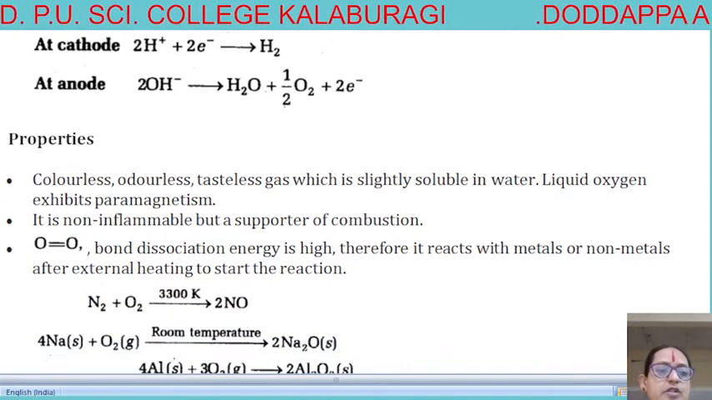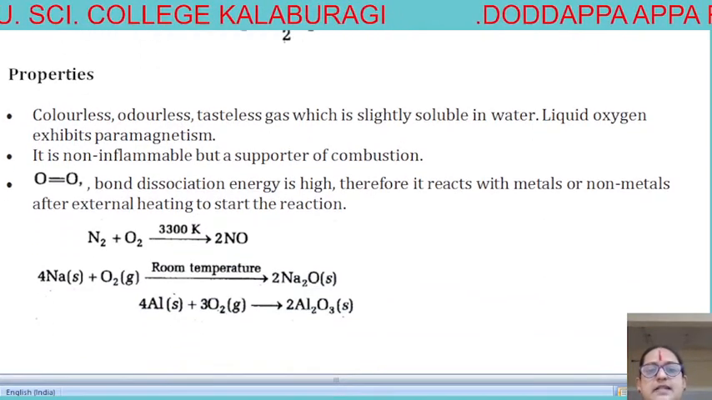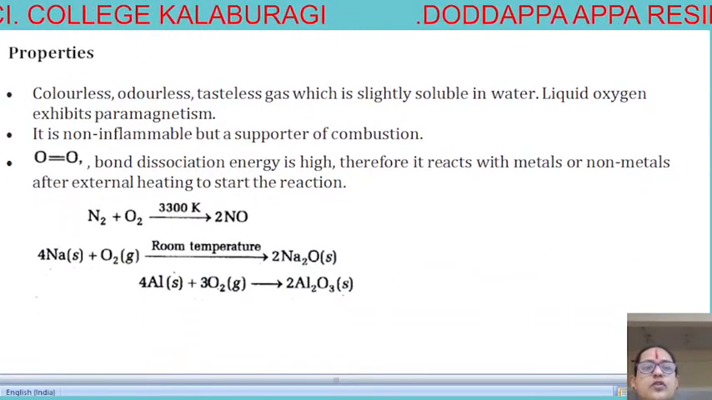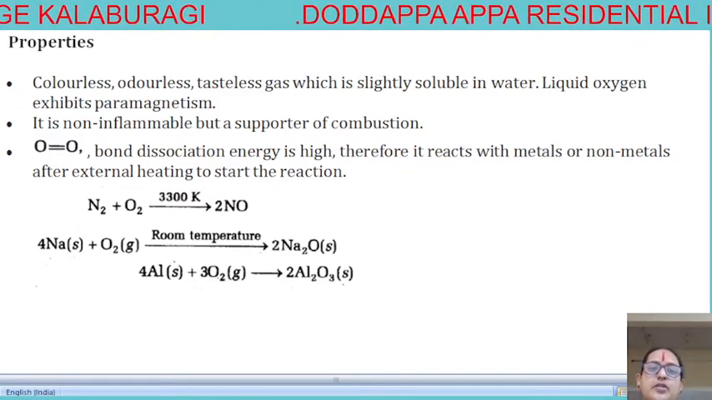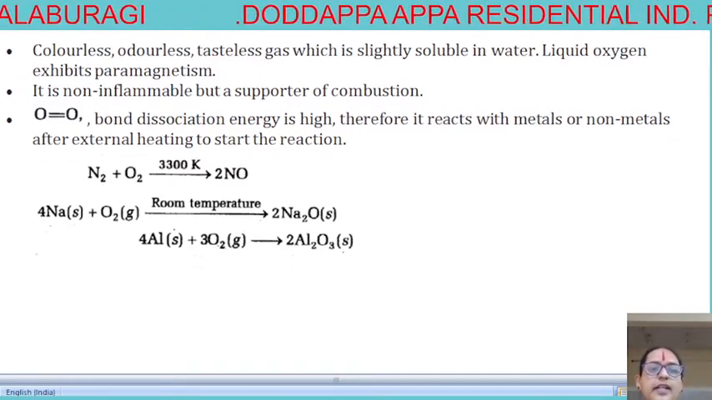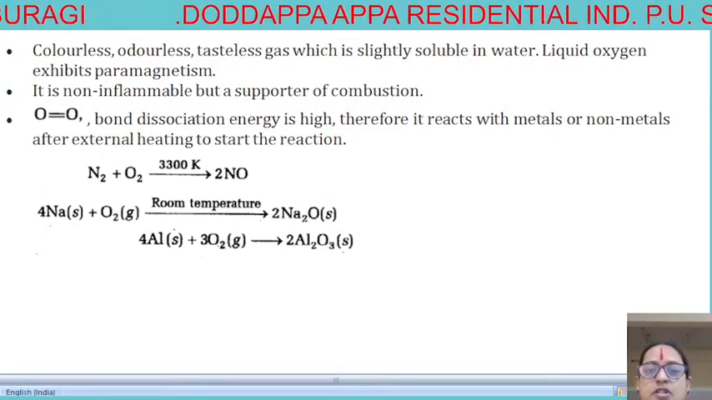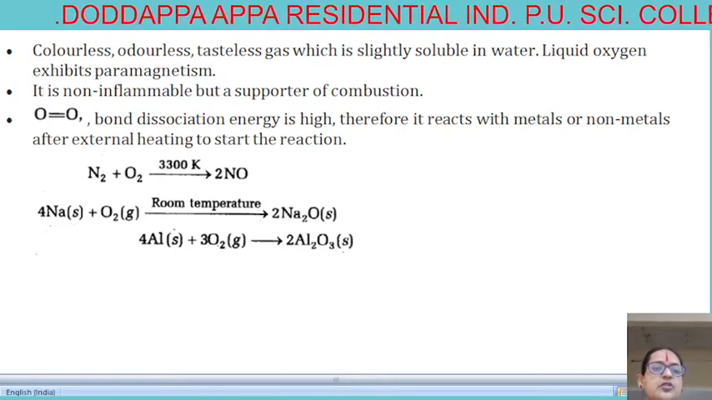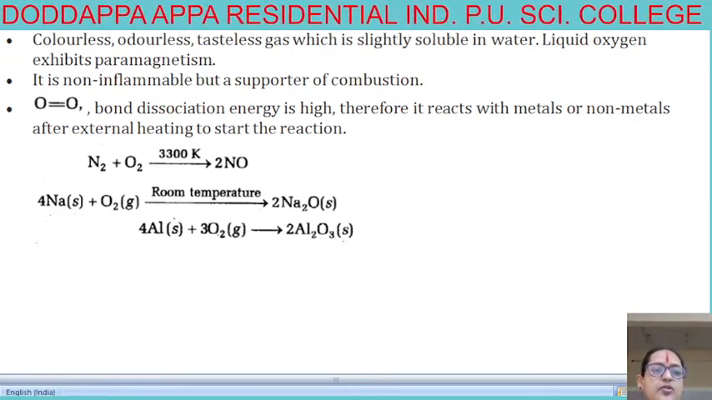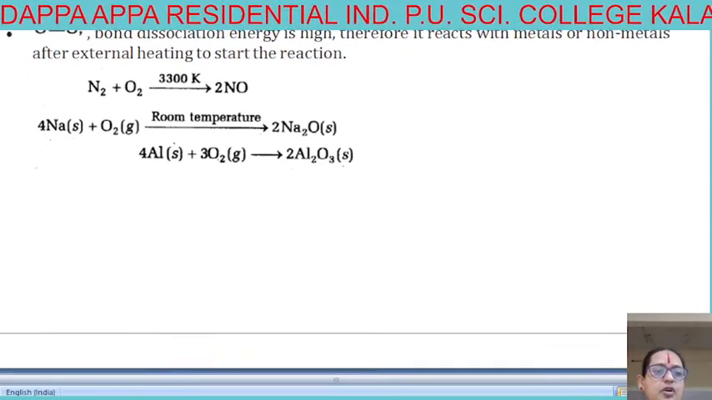Next, properties we should study. It is a colorless, odorless, tasteless gas which is slightly soluble in water. Liquid oxygen exhibits paramagnetism. It is non-inflammable but a supporter of combustion. Its bond dissociation energy is high. Therefore, it reacts with metals or non-metals. After external heating to start the reaction, nitrogen and oxygen combine to form nitric oxide.